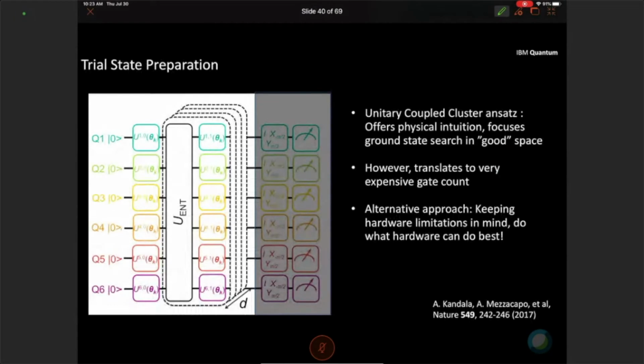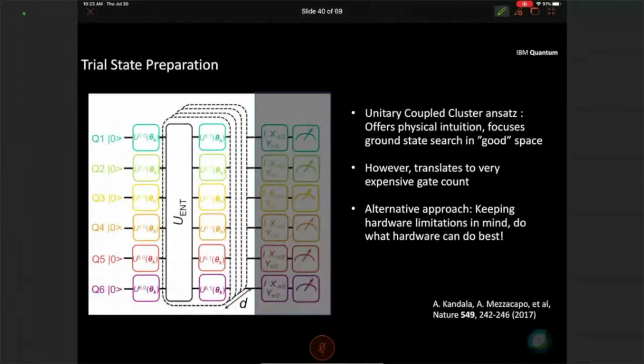Cool. So we've discussed mapping and how hardware errors relate to different aspects of that. Now the trial state preparation. So the ansatz that I think Antonio focused on yesterday was a very classic ansatz. It's a very classic trial state, and that's what one often means by ansatz. It's a guess, and this is called the unitary coupled cluster ansatz, and this is a very popular ansatz in computational chemistry.